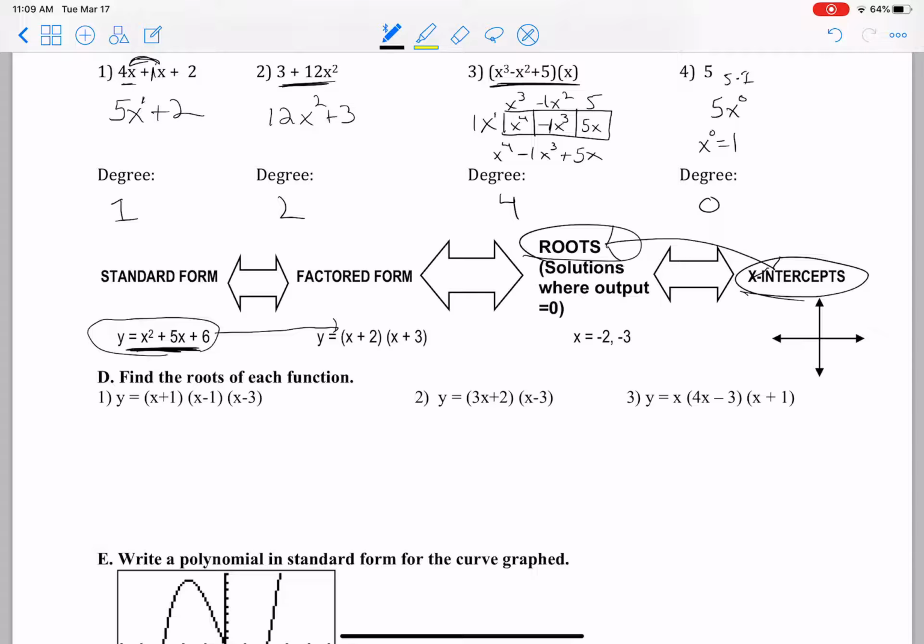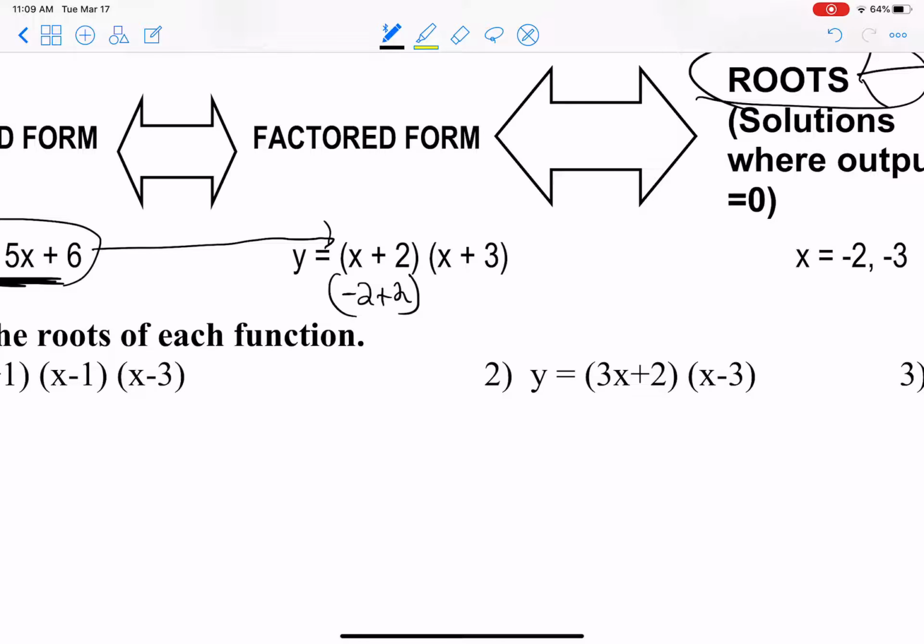And then if I wanted to find the x-intercepts, they are where y equals 0, right? So if I plug a negative 2 in here, I should get an output of 0. Let's see if that's true. Well, negative 2 plus 2 is 0. I end up with 0 times negative 6, and 0 times negative 6 is 0. Meaning that negative 2 is one of my x-intercepts.